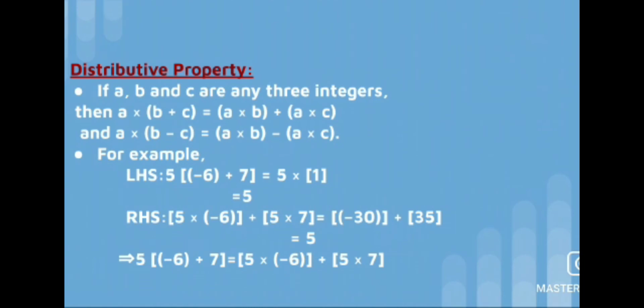Next one is the distributive property. In the distributive property, we have two rules. One is over addition and another one is over subtraction. A into B plus C is equal to, you have to multiply with B and C. So A into B plus A into C. This is multiplication over addition. Next one, A into B minus C is equal to A into B minus A into C. This rule is over subtraction.